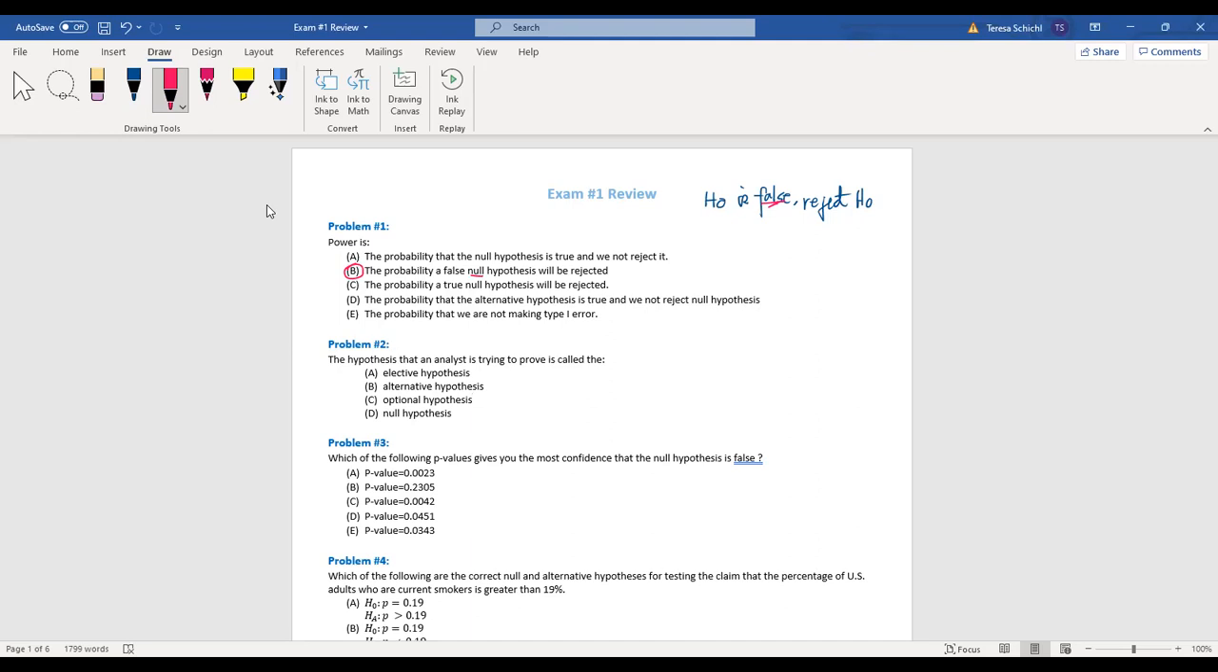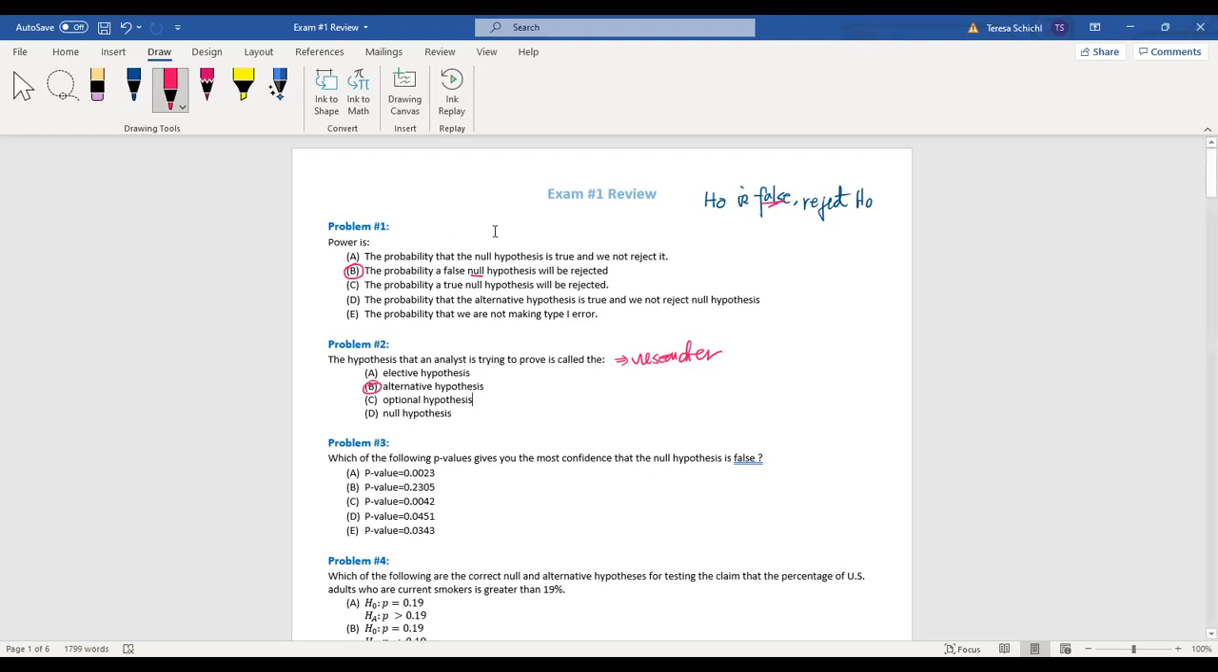Okay, so then the next one. Problem number 2, we talk about the hypothesis that the analyst is trying to prove. So what type of hypothesis do we call the one the analyst tries to prove? Basically, it's the researcher's, right? So it's the research hypothesis. What is a research hypothesis? We also call it the alternative hypothesis, HA, here.